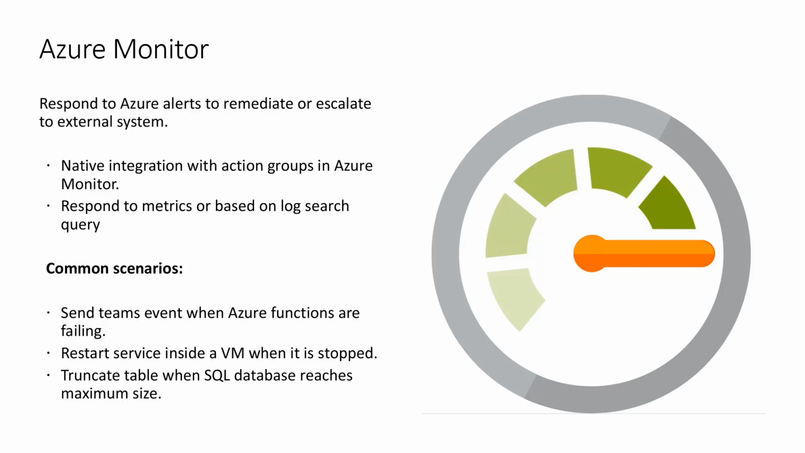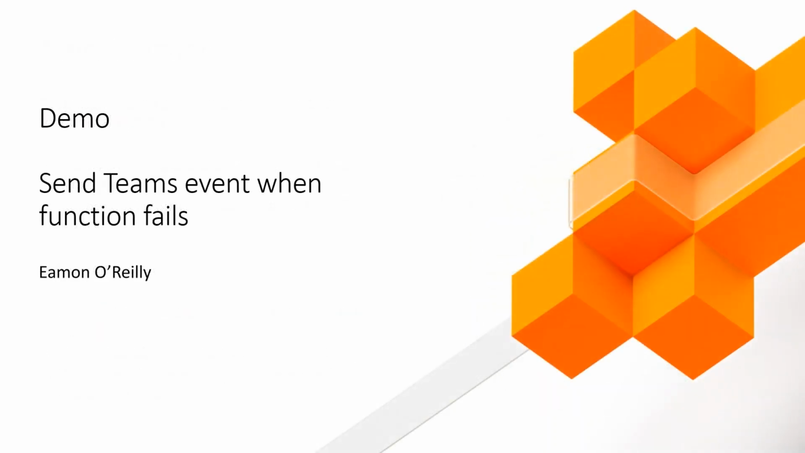Examples of this might be send a Teams event when Azure Functions are failing, perhaps restart a service inside a virtual machine if it stopped, or maybe truncate a table when a SQL database reaches its maximum size. And so everything that can be captured inside of Azure Monitor has the ability to trigger an Azure function in order to perform remediation. And so let's go back to the portal and see how this is configured.